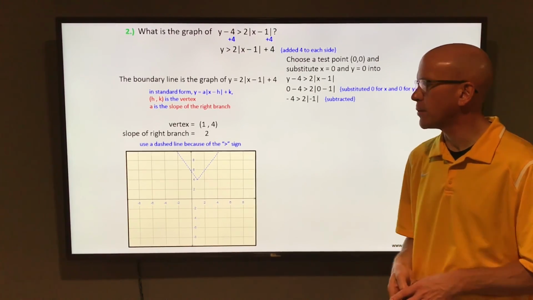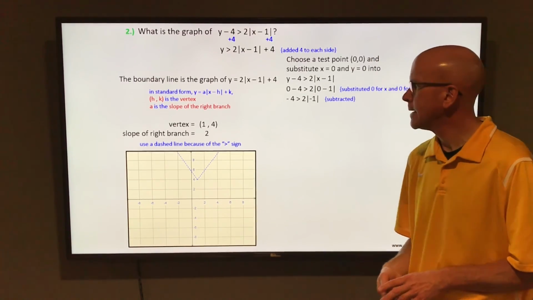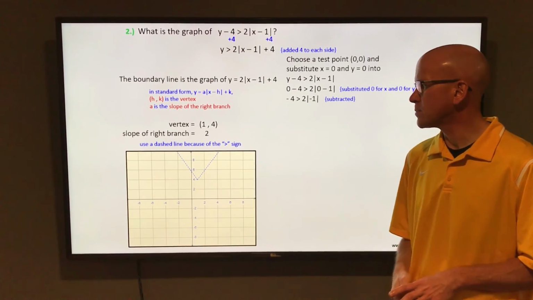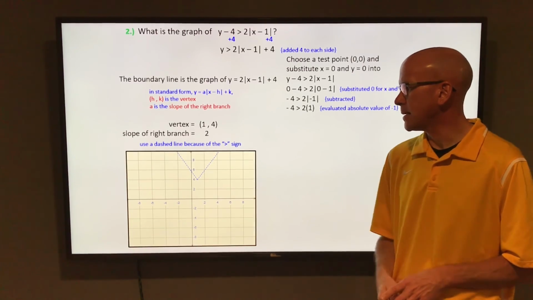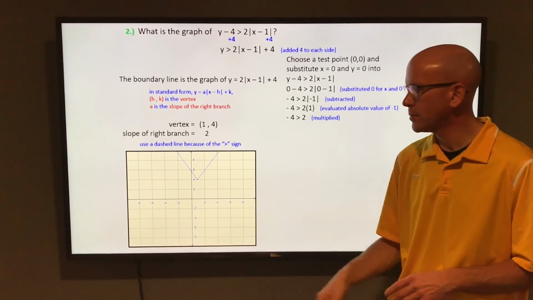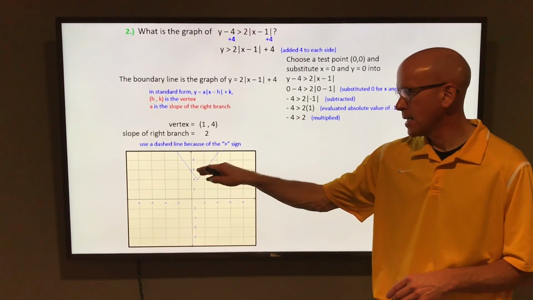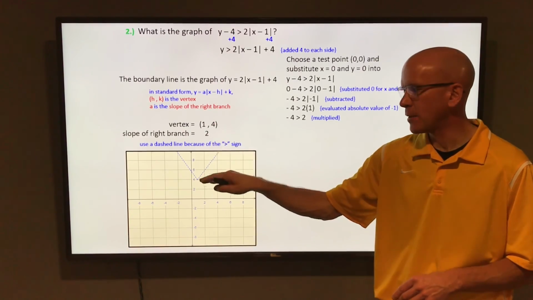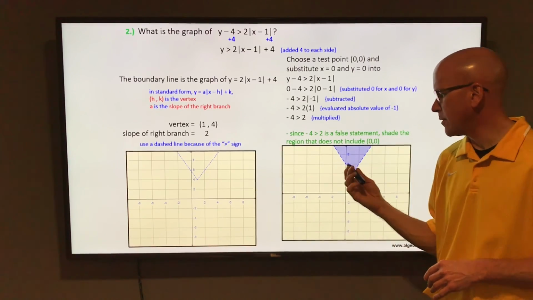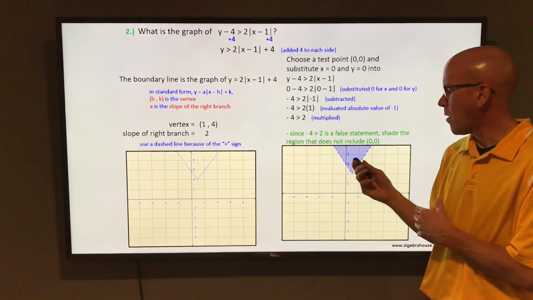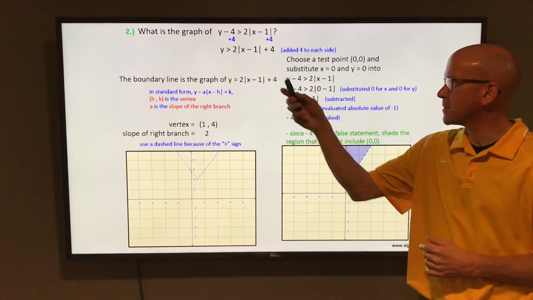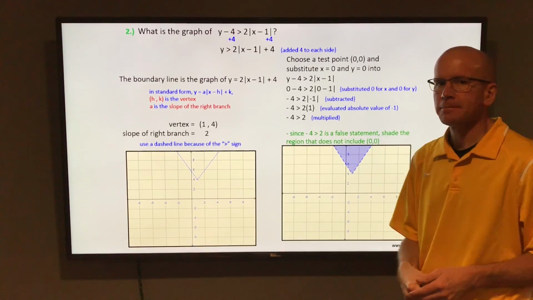So when I put 0 in for x and 0 in for y, this is going to make a false statement. You have -4 is greater than 2 times the absolute value of -1. Absolute value of -1 is 1. So -4 is greater than 2 times 1. -4 is greater than 2. That is a false statement. -4 is not greater than 2. (0, 0) is not a solution. That means you shade the side that (0, 0) is not on, or shade everything above that boundary. So shading everything above that boundary, this is the graph. All of those points in that shaded region, this goes on forever. All of those points are solutions to that inequality.